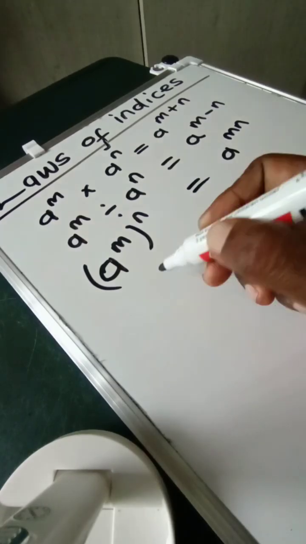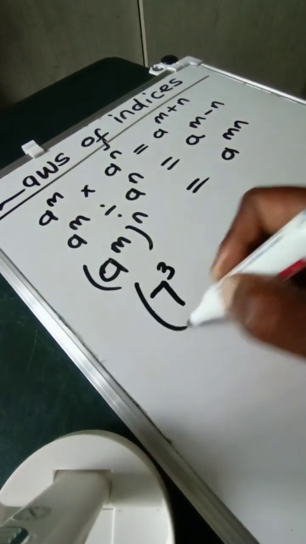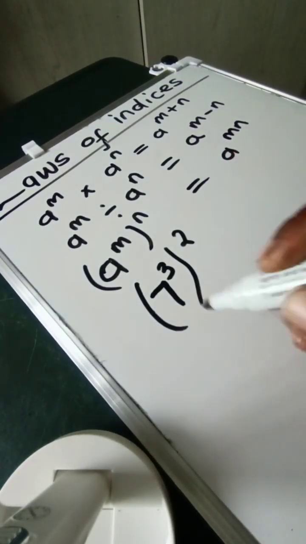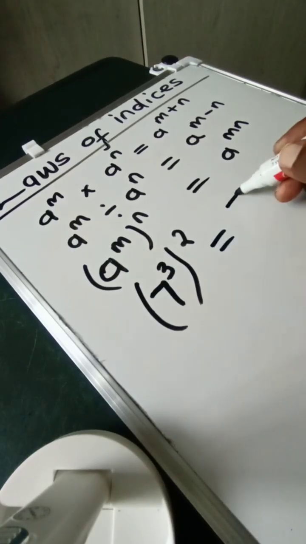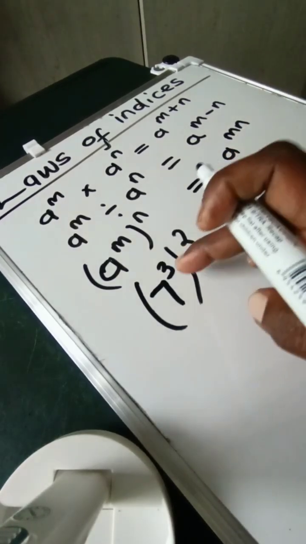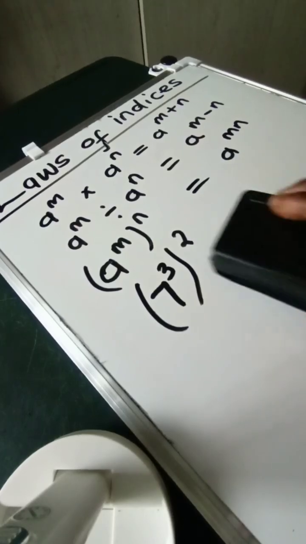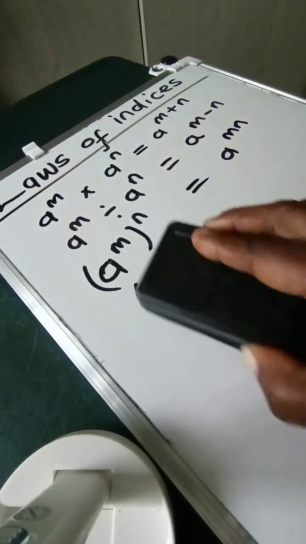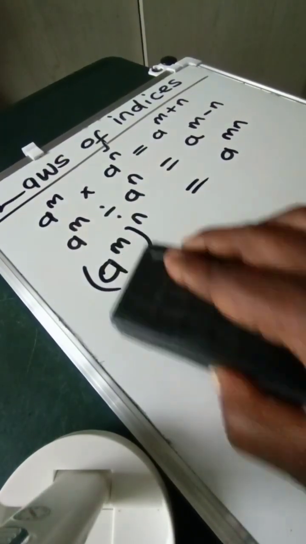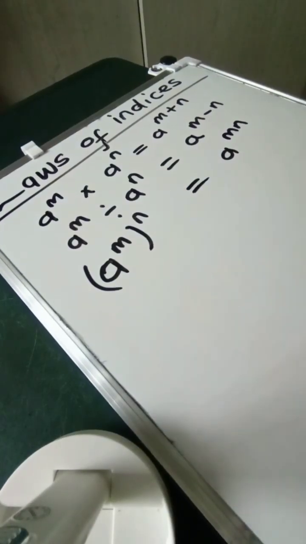When we have 7 to the power of 3, all in brackets to the power of 2, this we can just simplify as 7 to the power of, we can just multiply the indices, 3 and 2, that's 6. We can just multiply the indices. Okay, now that we have these 3 laws, let's look at other things that are also important.